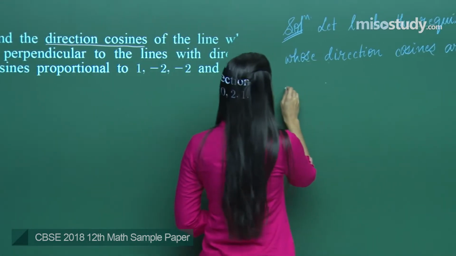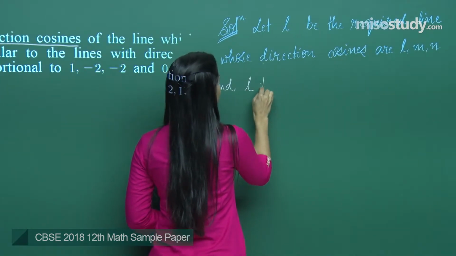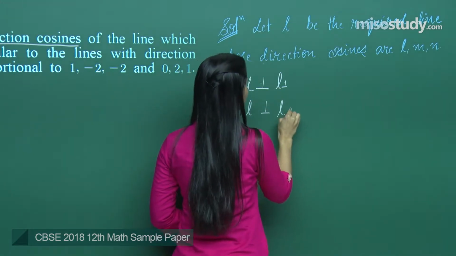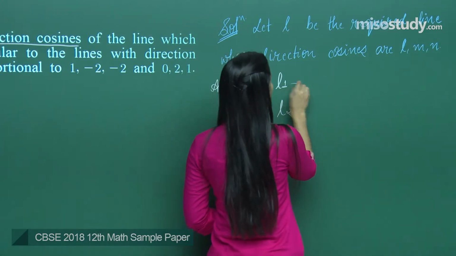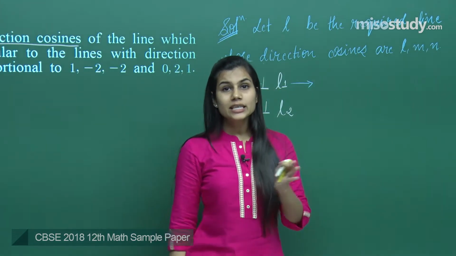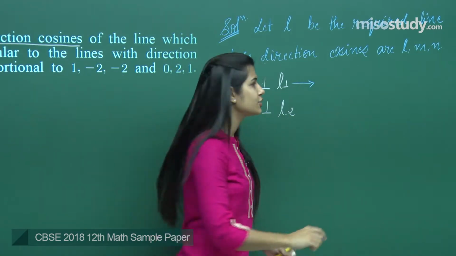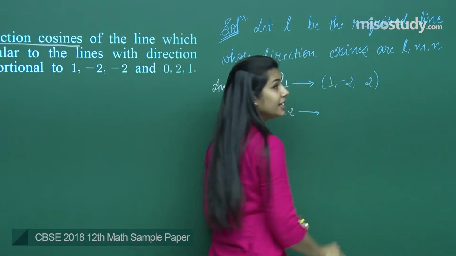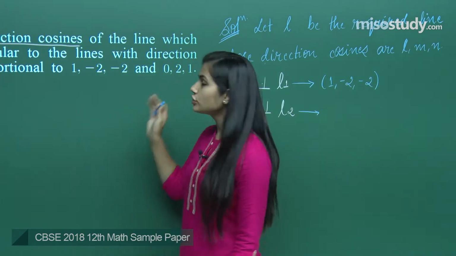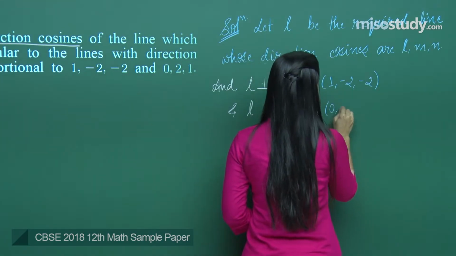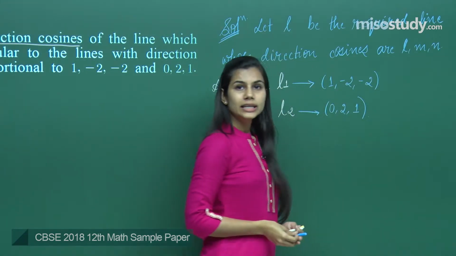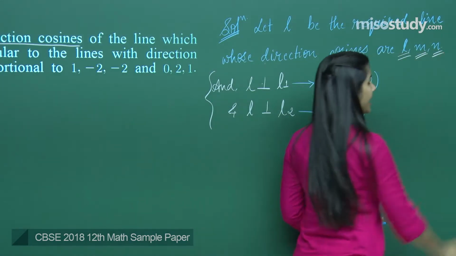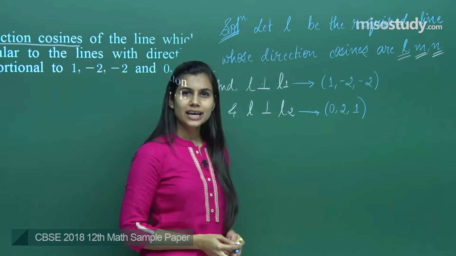So this line L is perpendicular to say a line 1 and it is perpendicular to a line 2. Now line 1's direction cosines are proportional to 1, -2, -2. And line 2's direction cosines are proportional to 0, 2 and 1. These are the things which you have to use in order to get the values of l, m and n. How are we going to proceed now?